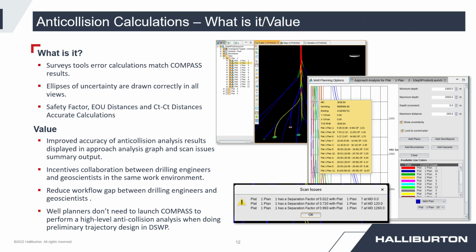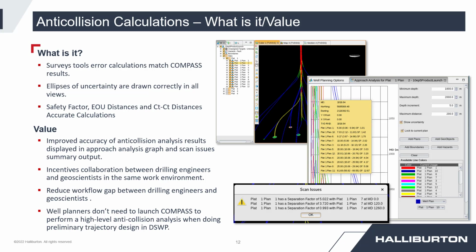Anti-collision calculations have been redefined in such a way that the survey tool's error calculations now match Compass software results. With the implemented fixes, the ellipses of uncertainty are drawn correctly in all applicable views. The safety factor, the ellipses of uncertainty distances, and the center-to-center distances are now accurately calculated. The new calculations provide improved accuracy of anti-collision analysis results that are displayed in the approach analysis graph and scan issues summary output.